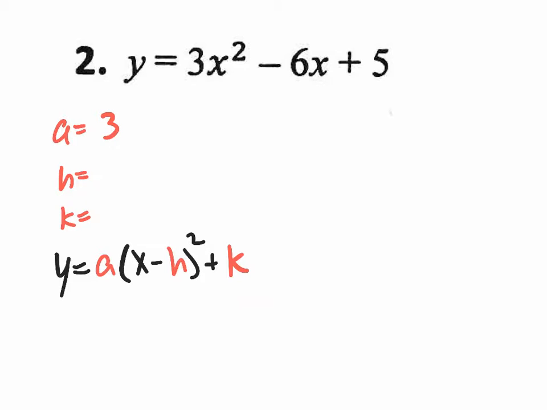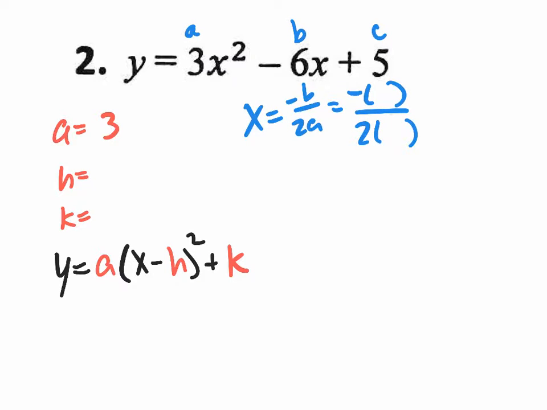Find the vertex. So the B value is -6, the A value is 3, the C value we don't really care about. Let's find the vertex. X equals -b over 2 times A. That's negative parenthesis over 2 times parenthesis. That's a -6 for B. It's an A value of 3. It's going to be 6 over 6, which is 1. So the vertex has the X value of 1.